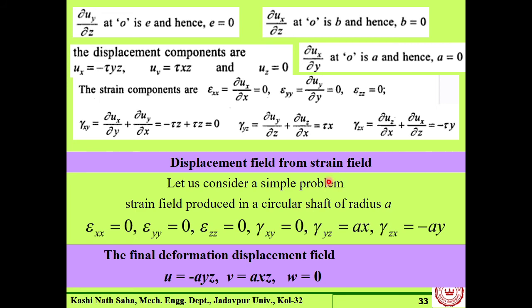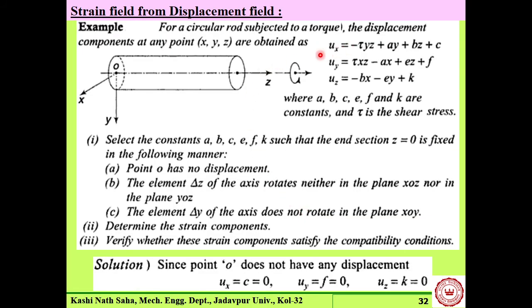If you know that this is the field for the torsion problem of a circular rod, then you should get back these constants there.